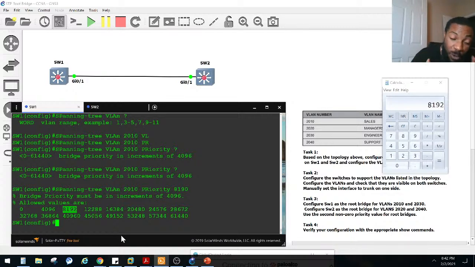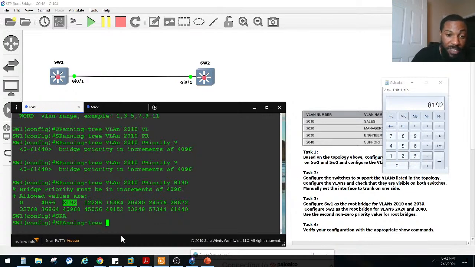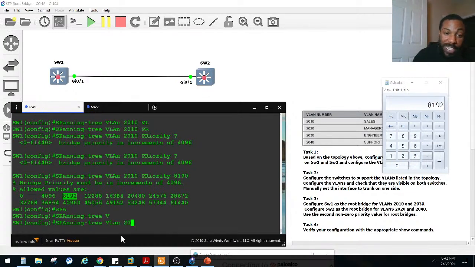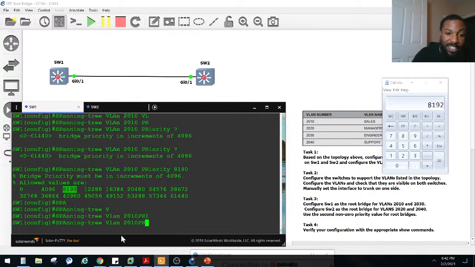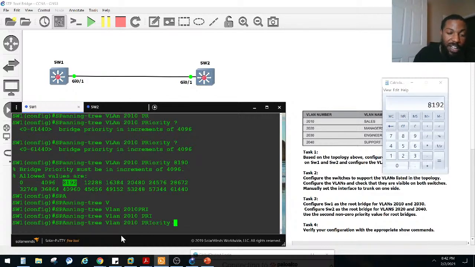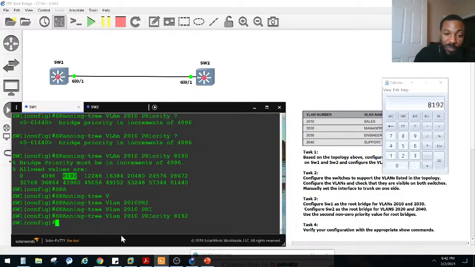So in this case, the full command that we needed to do for that VLAN is spanning-tree vlan 2010 priority 8192. So now it's going to be the root bridge for VLAN 2010, but they had us using that priority. Does that make any sense, guys?